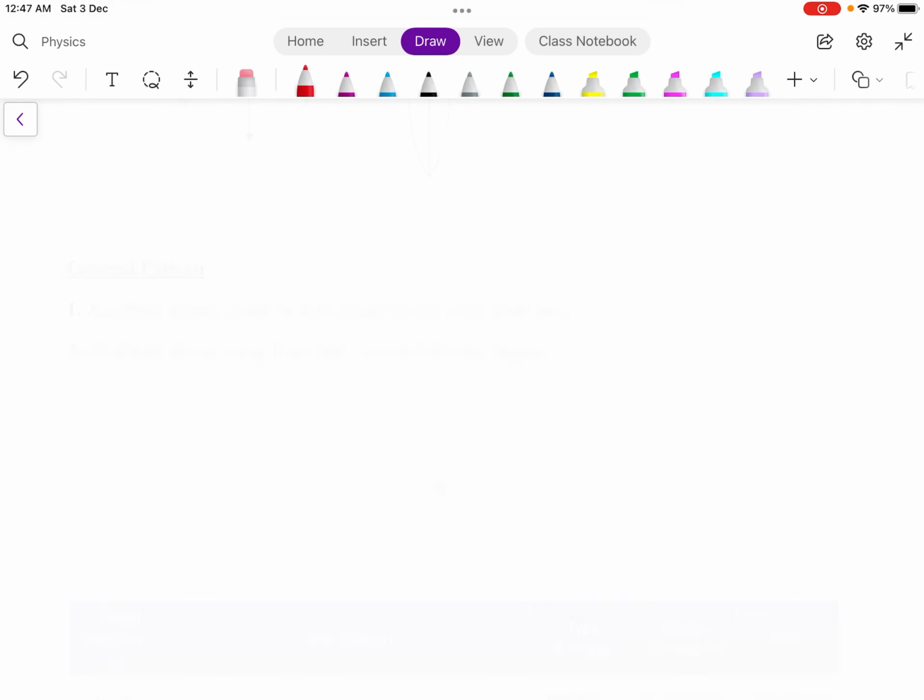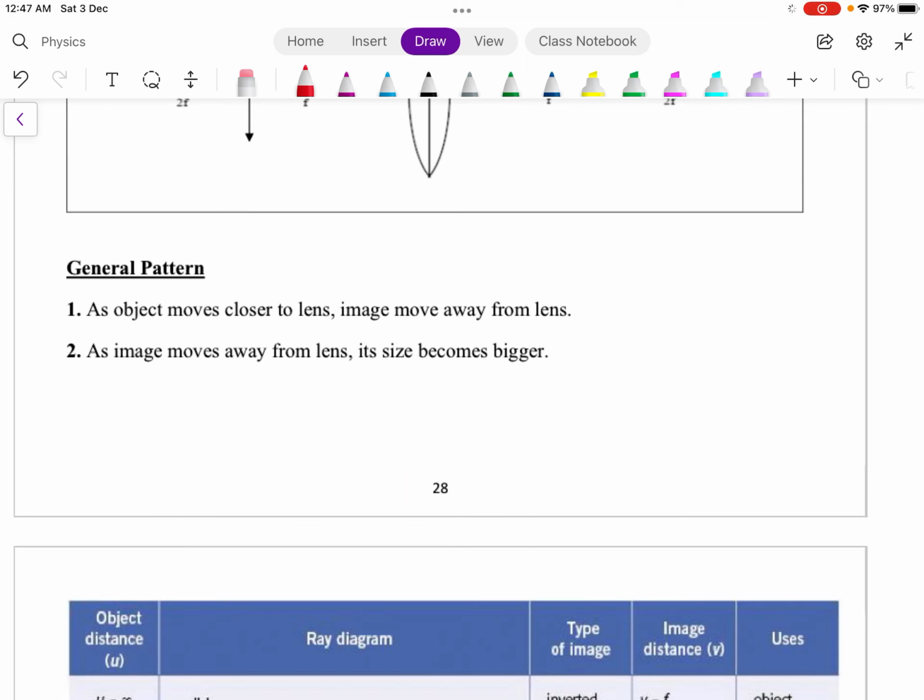Okay, so as a rule of thumb, a general pattern is, first, as the object moves closer to the lens, the image will move away from the lens. Second, as the image moves away from the lens, its size will become bigger. So those are the two characteristics of the movement.